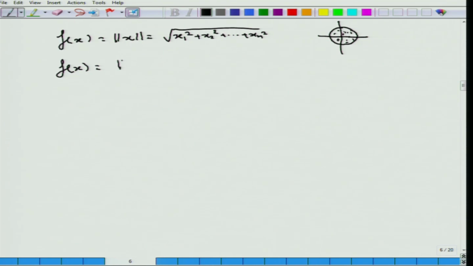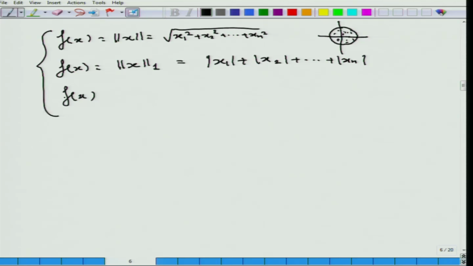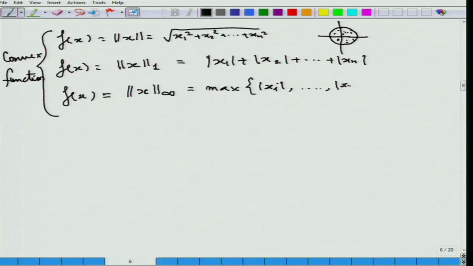Now, this is called the one norm, which is defined as the sum of the absolute values of the components. It is also called the taxi cab norm or the Manhattan norm. All of these are, by the way, convex functions, and very important convex functions. Another one is called the infinity norm, which says the maximum of the absolute values of the components. Homework: prove that these functions are convex.